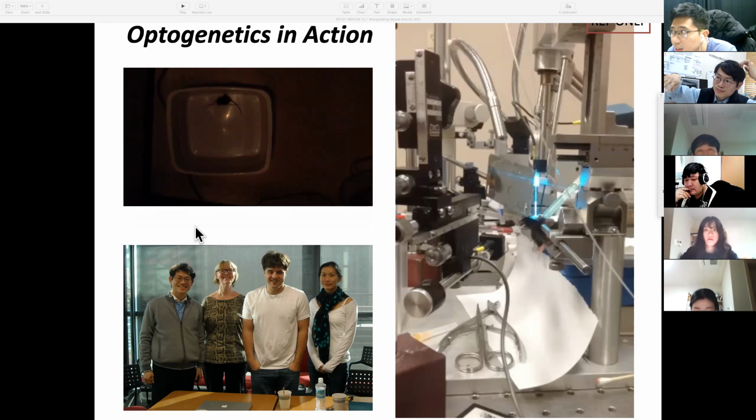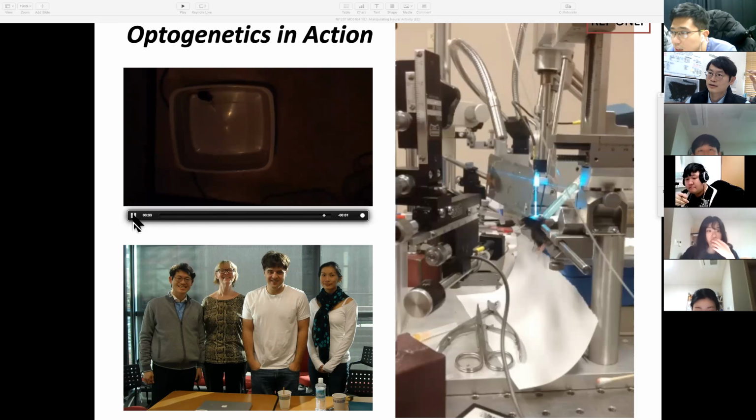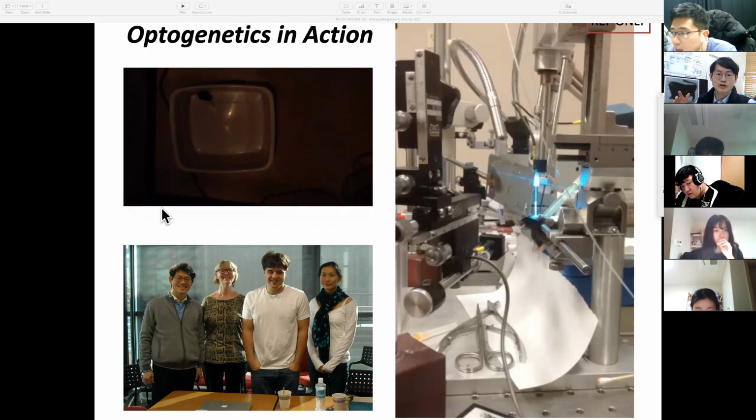Stop. It fell. Okay, and then turn on the light, and then it moves. Stop. Oh, my gosh. Stop. The problem is it was a little too high, so it caused a seizure. So this is an example that you can actually control the mouse's movement, like remote controlling.